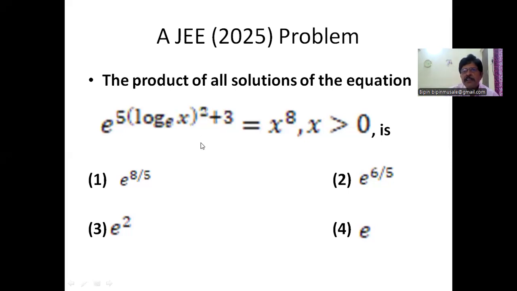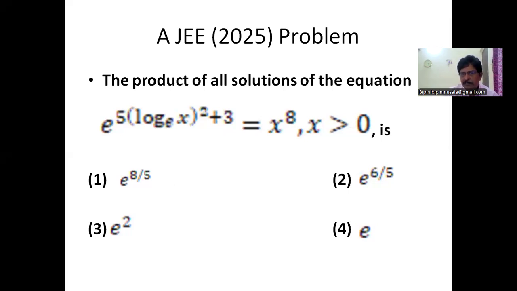Another thing you can guess, just because these options are all powers of e, both the solutions of this equation are going to be powers of e alone. So these two things we can expect, we can guess only by using mathematical common sense.